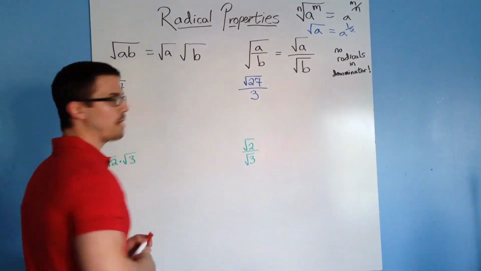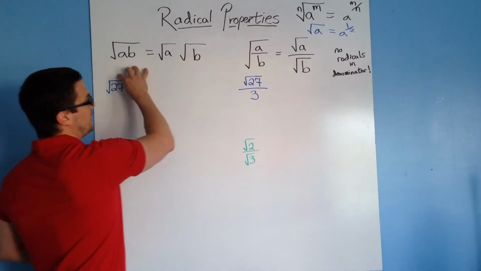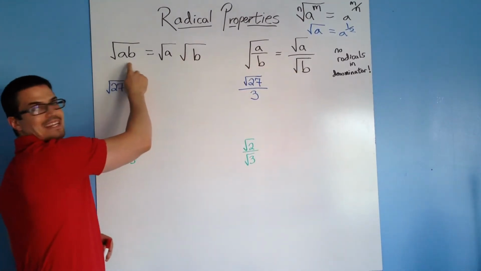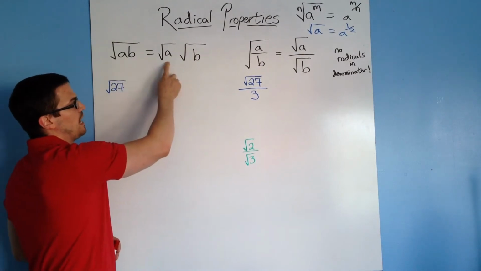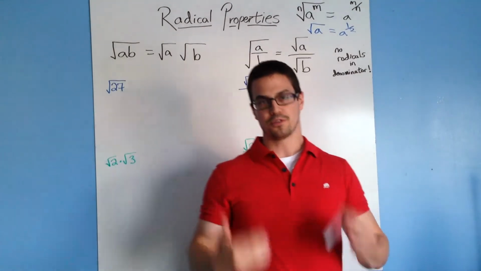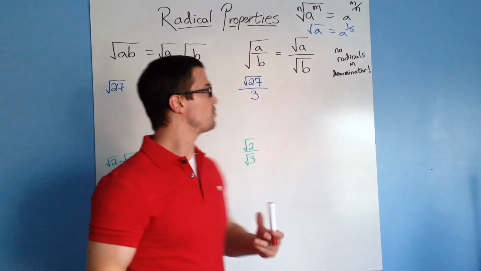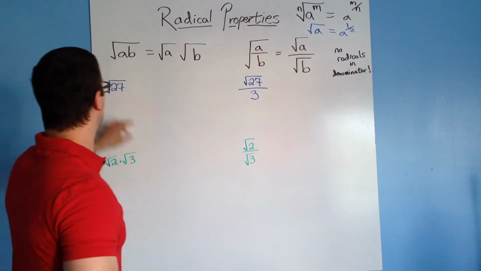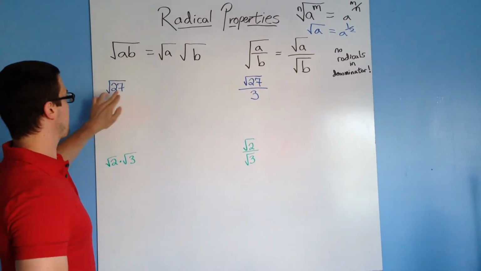Okay, so the two radical properties that we're going to be going over are right here. This one is for multiplication, this one's for division. So we have root a times b is equal to root a times root b. And you're going to use this to solve certain problems. In this case, we're going to be using it to solve simplifying of the radicals. Okay, so we're going to use this property to solve this problem.